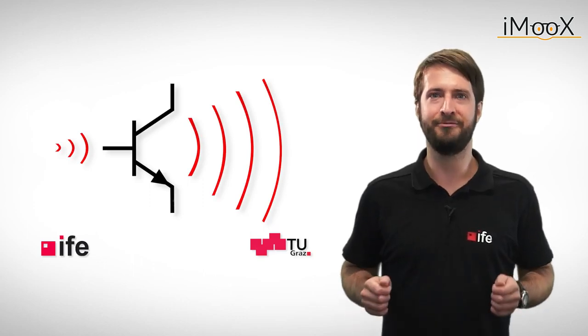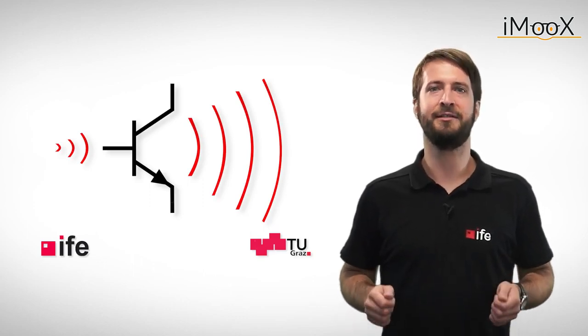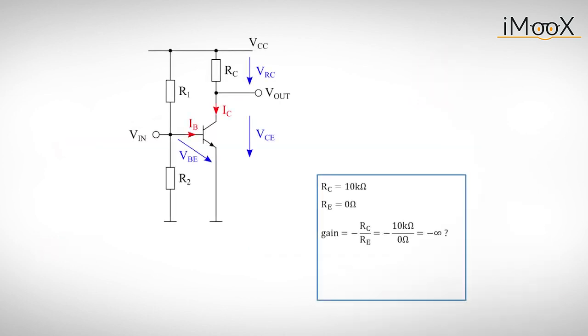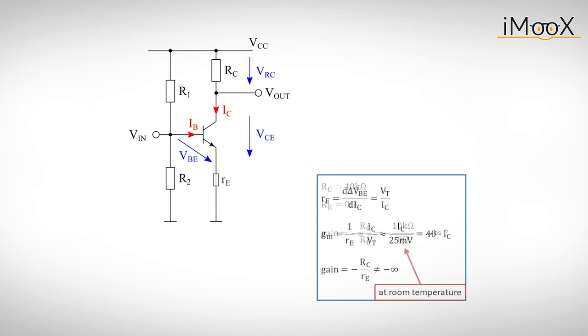Well equipped with our new formulas, we can finally revisit the common emitter amplifier. Previously, we got wrong answers for the voltage gain when we set the emitter resistor to zero. At this point, we did not know that the transistor also has an intrinsic resistance, RE, which can be easily calculated by taking the derivative of VBE with respect to IC. It is also very common to state the inverse value of RE, which is then called the transconductance gm.